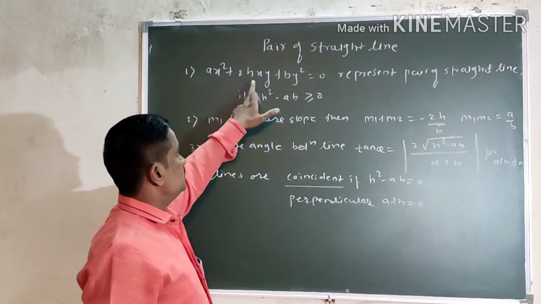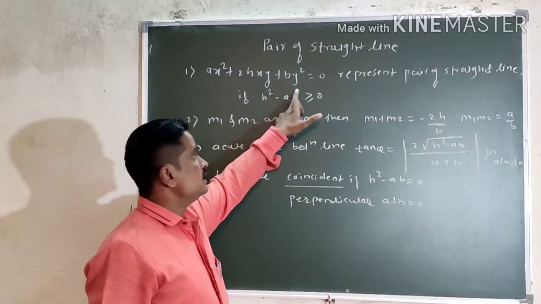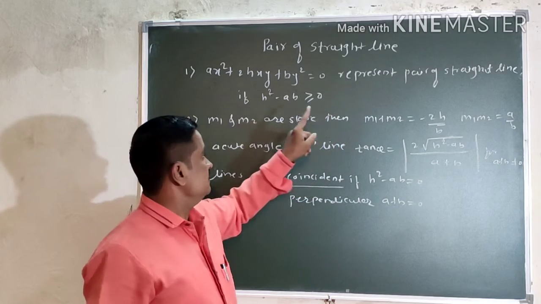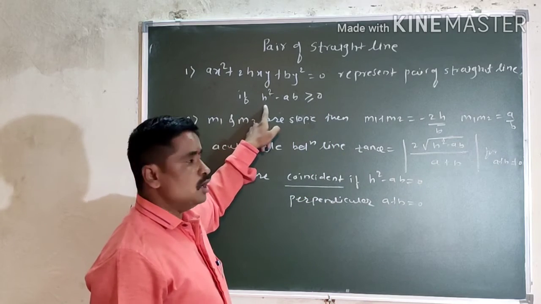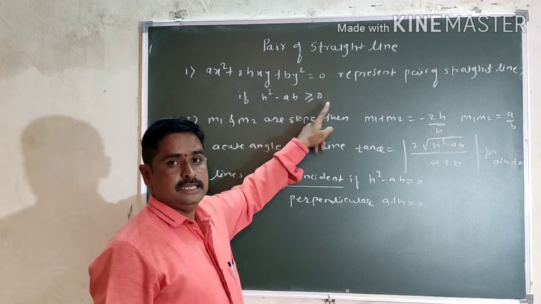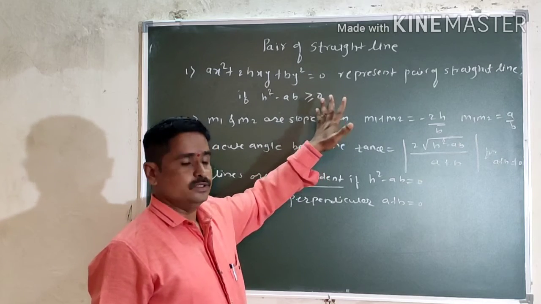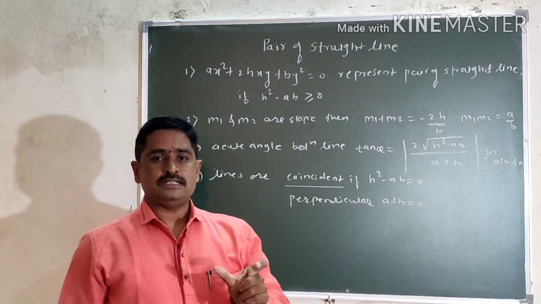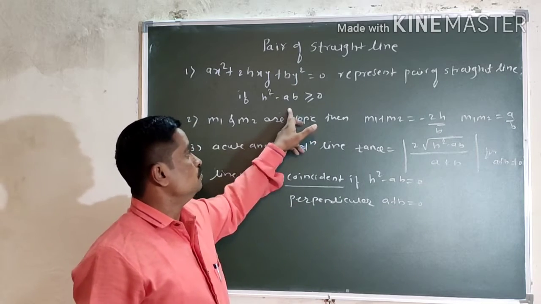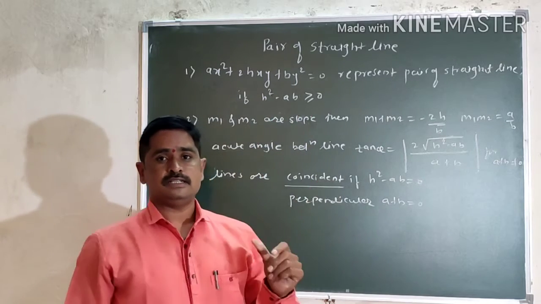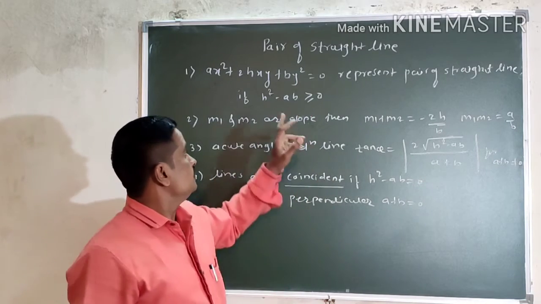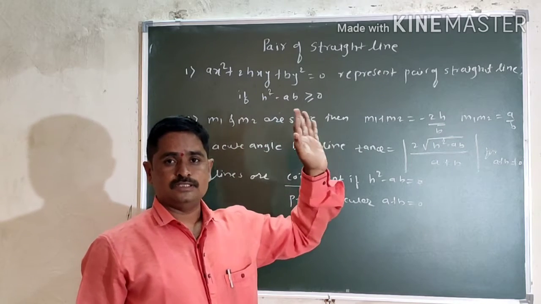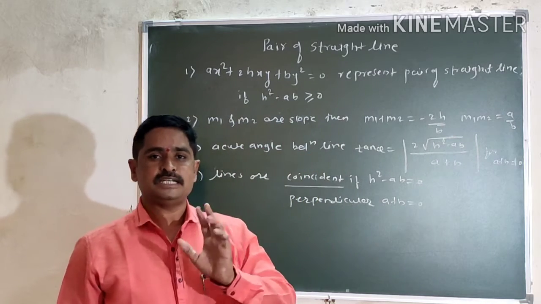So ax square plus 2hxy plus by square equals 0 represents a pair of straight lines if the value of h square minus ab is greater than or equal to 0. That means if we are given the combined equation and we have to prove that it satisfies the condition h square minus ab is greater than 0, then it represents a pair of straight lines.